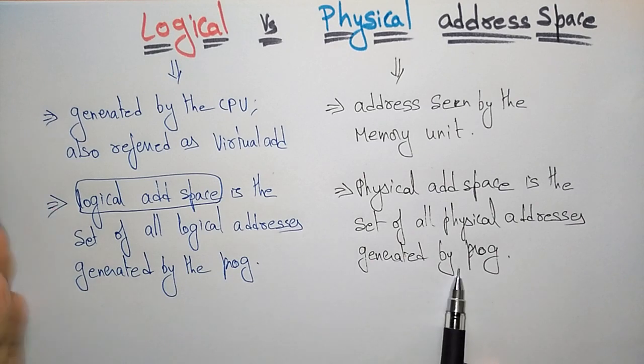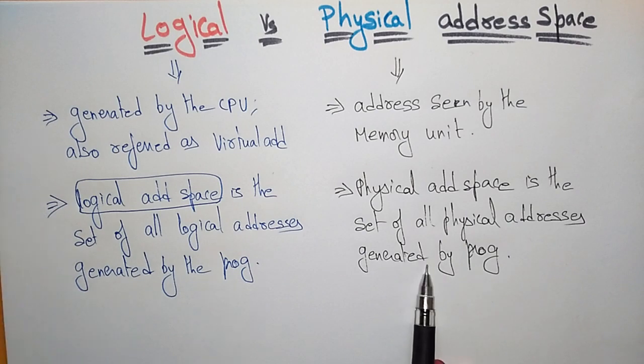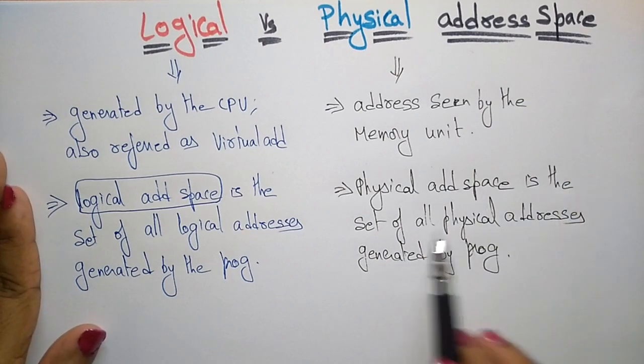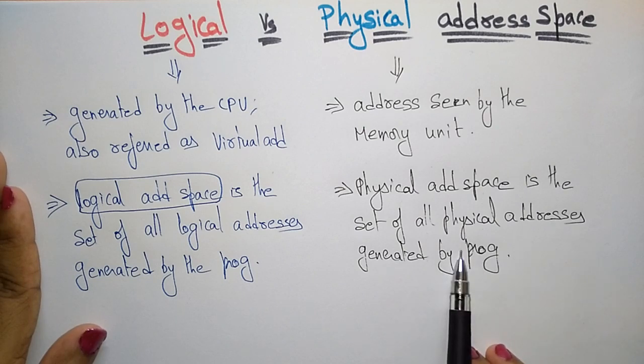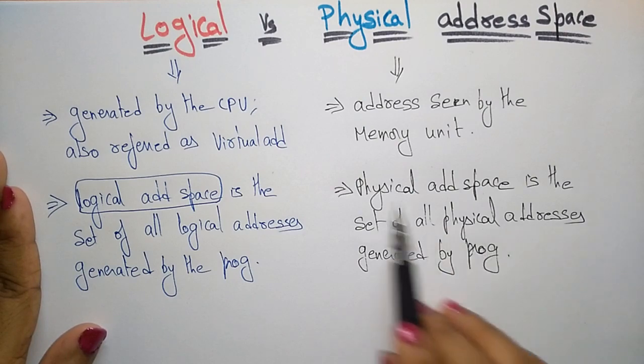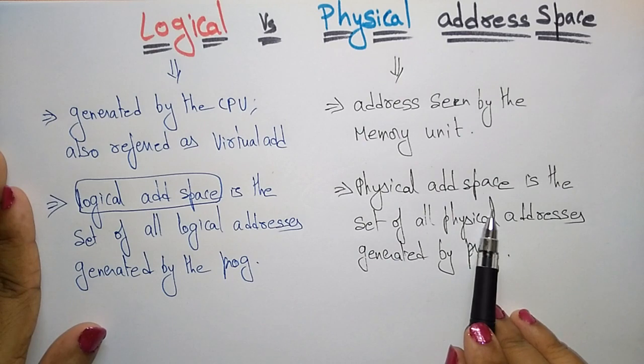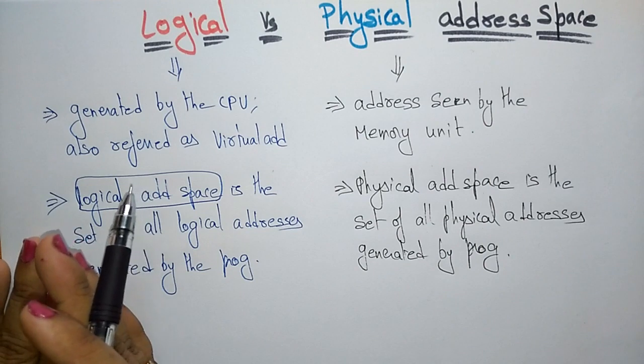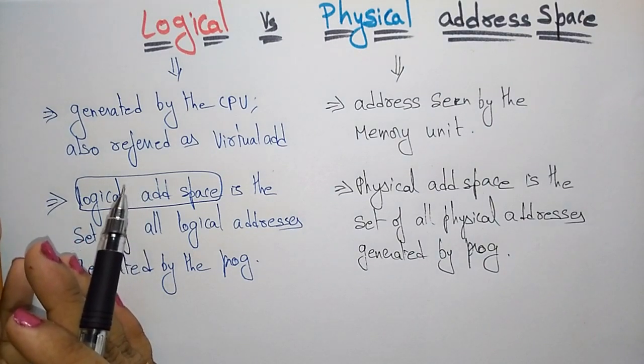In the same way, when that program is converted from logical to physical addresses, to be stored in the memory unit with the help of the memory management unit, the physical address space is the set of all physical addresses generated by the program. So whatever program we have written consists of all physical addresses, and these physical addresses are stored in the physical address space. Physical address is always related to the memory unit, and logical address is referred to as a virtual address, and it is generated by the CPU.